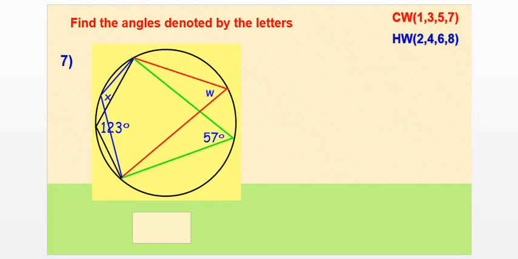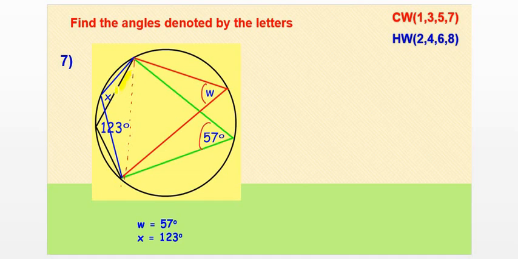Here is another question. Better pause the video here, get the answer, and then play the video to check your answers. So we have angle W equals to angle 57. W and 57 are equal to each other because they are on the same segment of the circle, right? And if I look at X and this 123, both of these angles are on the same segment.